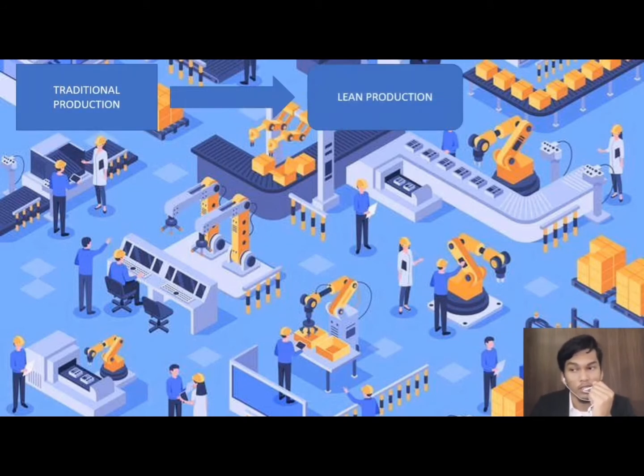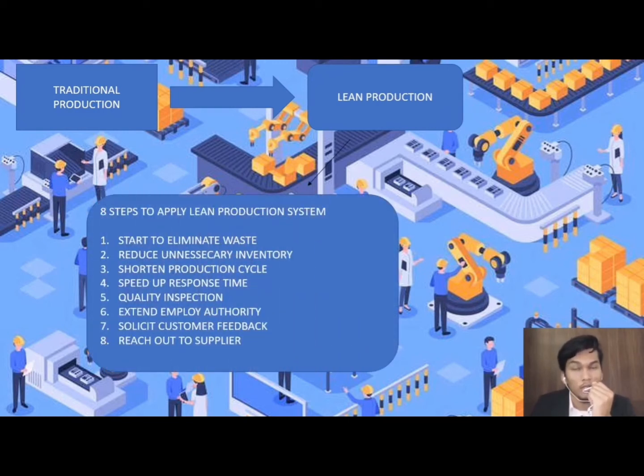There are 8 steps to do it. First is to start eliminating waste. This is one of the core principles of lean manufacturing. In order to do that, you may use a value stream analysis to identify wasteful activity occurring at the plant. Next is to reduce unnecessary inventory. The cost of maintaining excess inventory may outweigh the potential benefit you might realize.